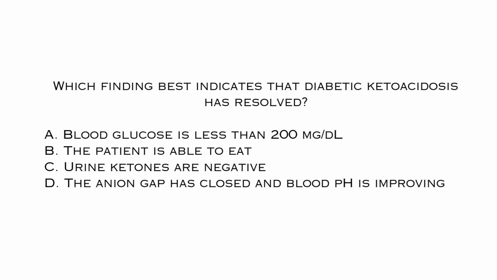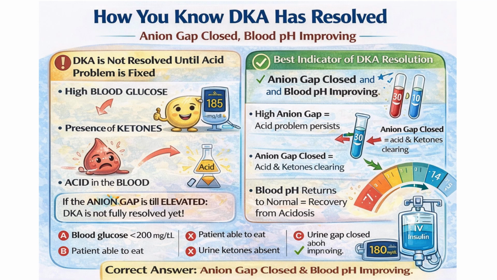Now let's move on to question 4. So which finding best indicates that diabetic ketoacidosis has resolved? The correct answer is option D. Diabetic ketoacidosis is not resolved just because the blood sugar improves. In DKA, there are two major problems. One problem is high blood sugar. The second problem is acid in the blood caused by ketones. Treatment must fix both problems.